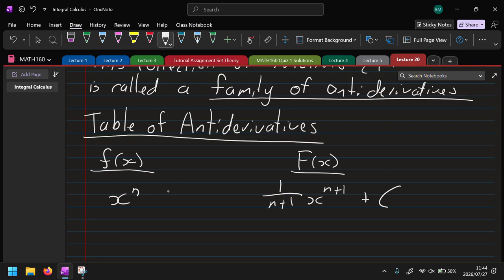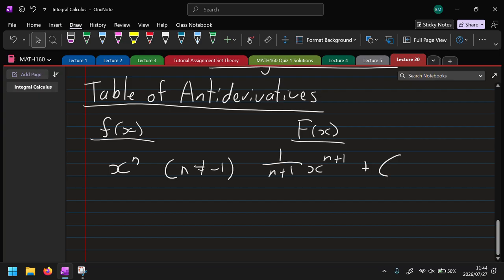However, this only works if n is not minus 1. Okay, so please put that condition there. Why? Well, look at that right-hand side. If n is minus 1, we're dividing by 0. We can't do that. So that special case of n being minus 1, we're going to do that separately. Okay, so on the next line here, we have x to the minus 1, or just 1 over x.